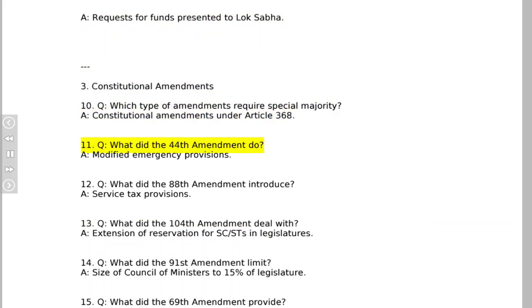11. Q. What did the 44th Amendment do? A. Modified emergency provisions. 12. Q. What did the 88th Amendment introduce? A. Service tax provisions. 13. Q. What did the 104th Amendment deal with? A. Extension of reservation for SC/STs in legislatures.